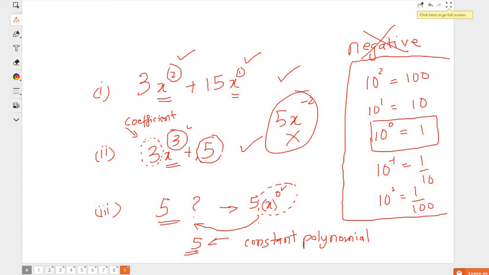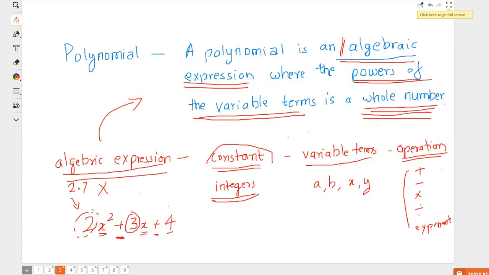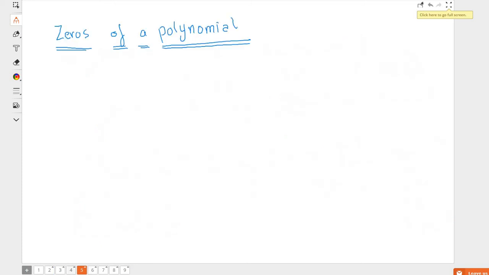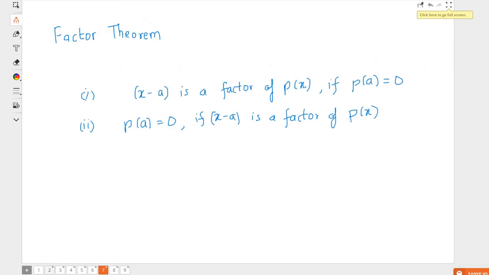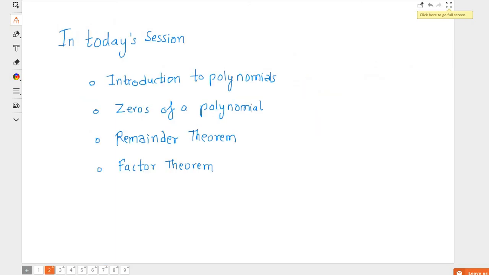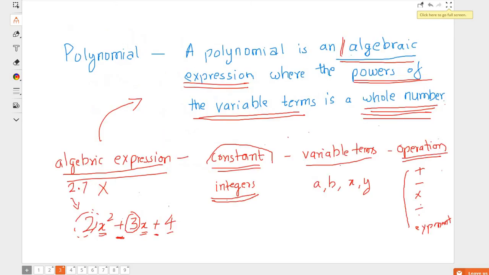So I would like to end my demo session here. I did prepare a few slides on remainder theorem and factor theorem, but due to time constraint, I prefer to stick only to the definition of a polynomial so that the basic concept stays with them.